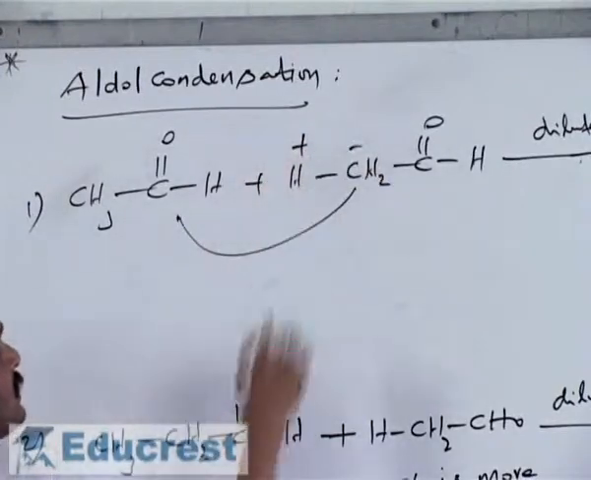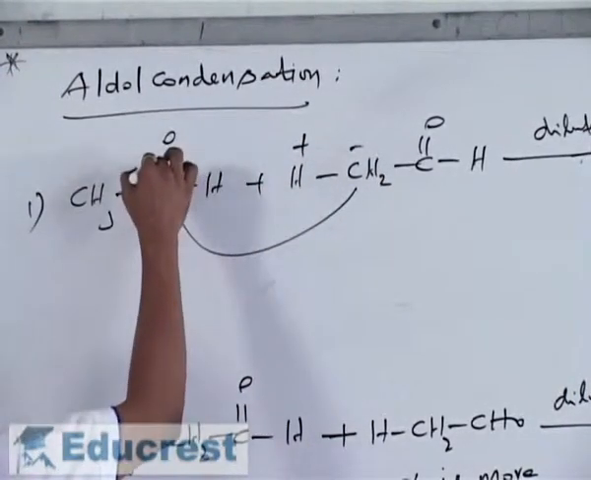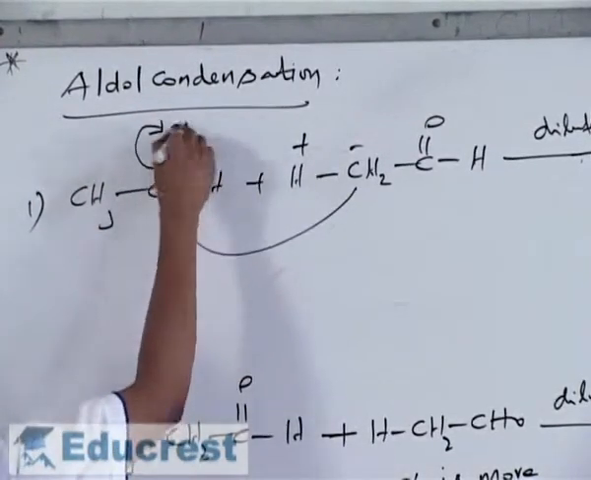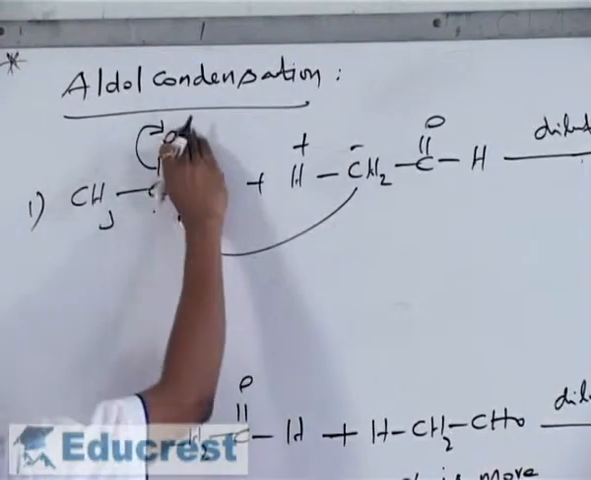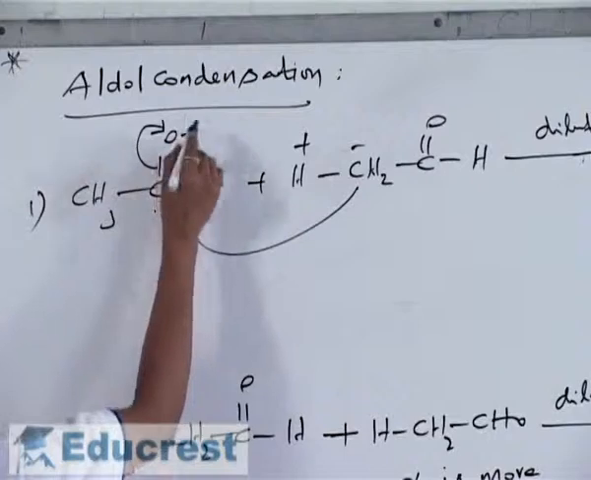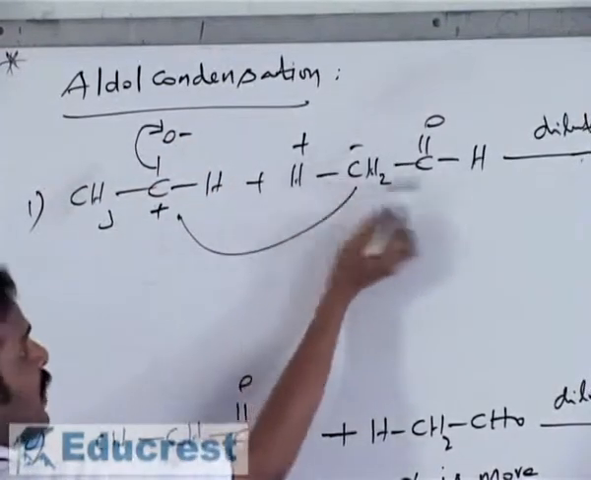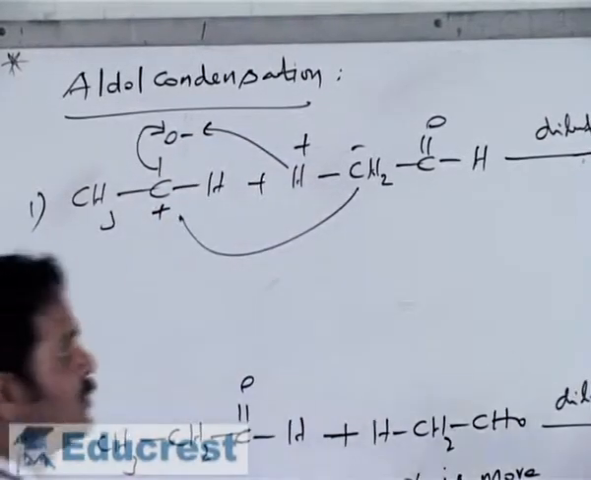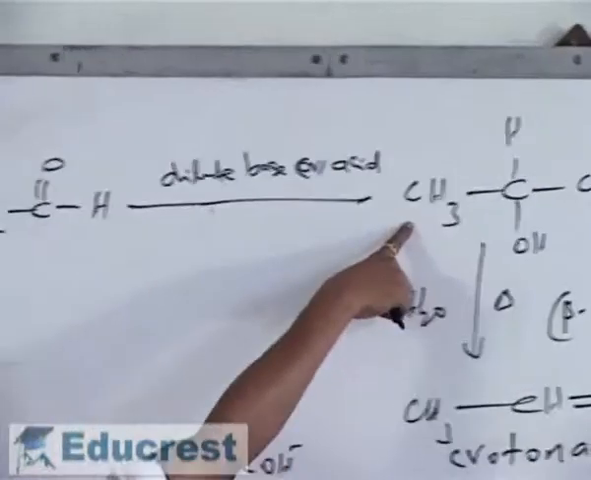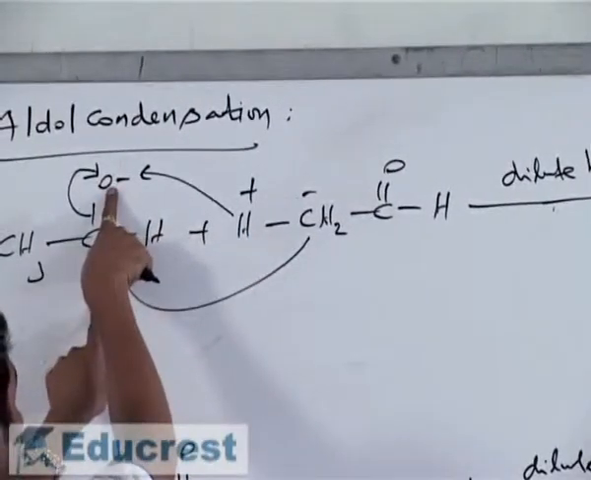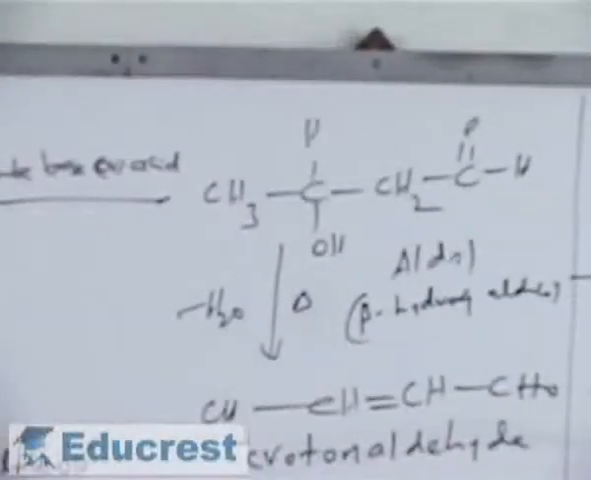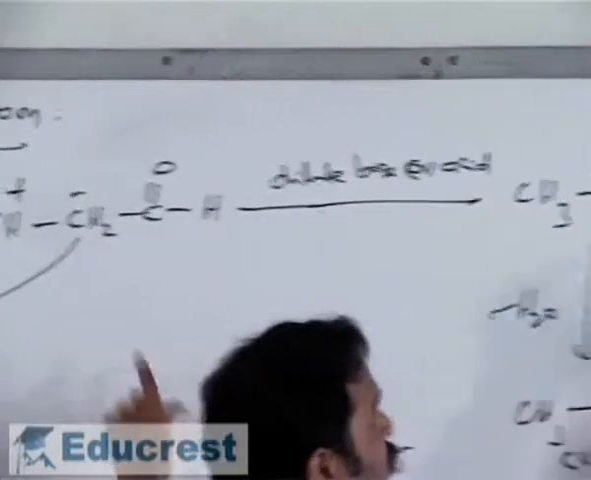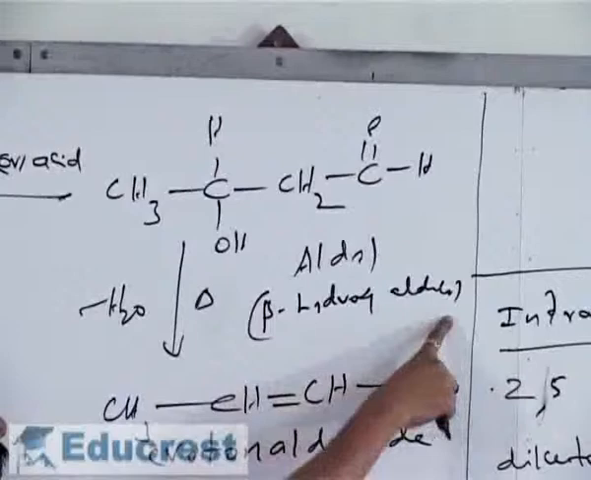Now this is plus and this is minus. This bond is more polar, known to you. This is minus and this is plus. Now this CH2 part gets added up here, this hydrogen moves towards this oxygen and changes to CH3 as it is. Next, this hydrogen moves toward this oxygen and becomes OH. Now this hydrogen remains. This CH2CHO part gets substituted here and it changes to CH2CHO with OH. Now this is known as beta hydroxyaldehyde.